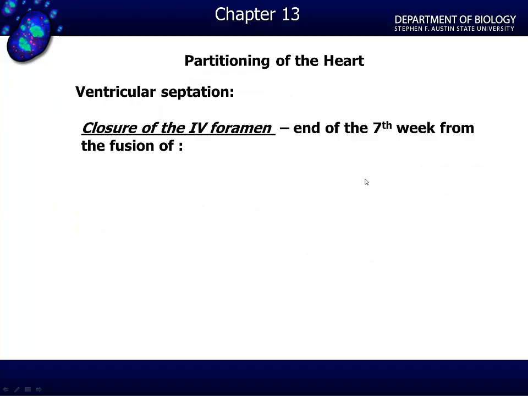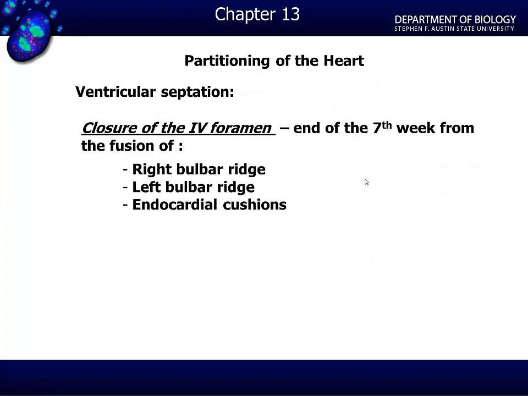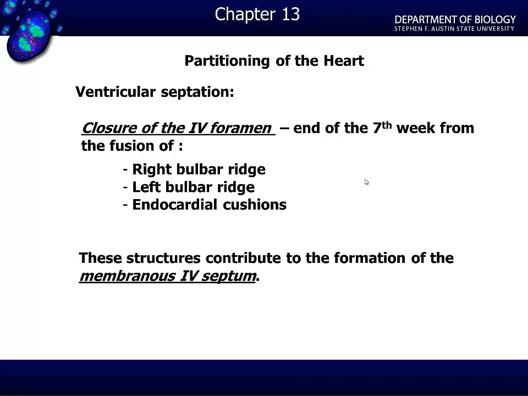The closure of the interventricular foramen is going to happen around the 7th week, and it's going to be largely due to contributions from our endocardial cushions, but also two other tissues. These are partitioning tissues that are septating the outflow tract. We call them the right and left bulbar ridges. And we'll talk a lot more about that when we get to that particular section and after we cover outflow tract, because it's not really going to make sense at this point.